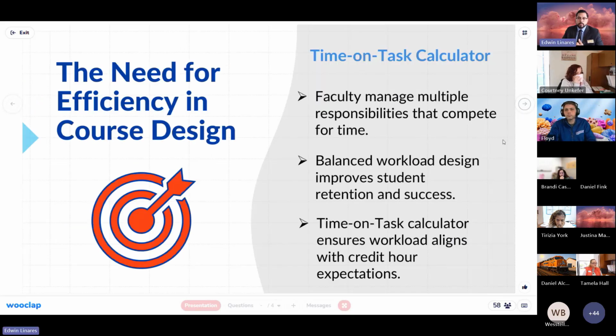The first tool that we want to address today has to do with the time on task calculator. Now, as faculty, you manage so many responsibilities that are competing for your time. Yes, you're trying to figure out ways where you can revise your assignments. And not only just with work purposes, you also are trying to balance a life outside of work. So keep in mind that a balanced workload helps improve students' retention and their success. This time on task calculator is going to ensure that your workload aligns with the credit hours expectations.